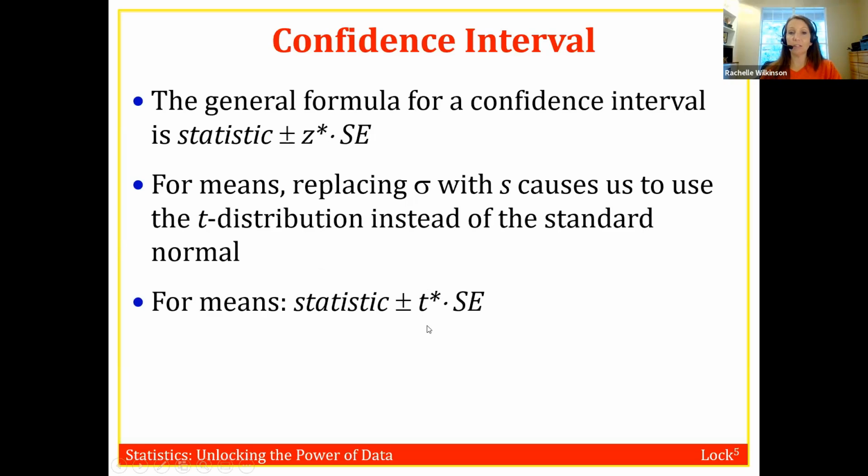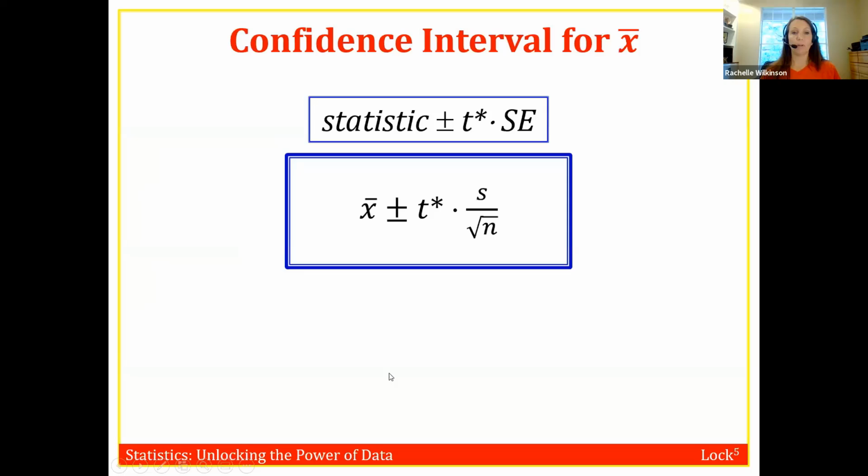And T star is still a critical value, but this time it's going to be a critical value from the T distribution. And remember, Z star was based on our level of confidence. T star is also based on our level of confidence. And in addition, it's based on the number of degrees of freedom that we have.